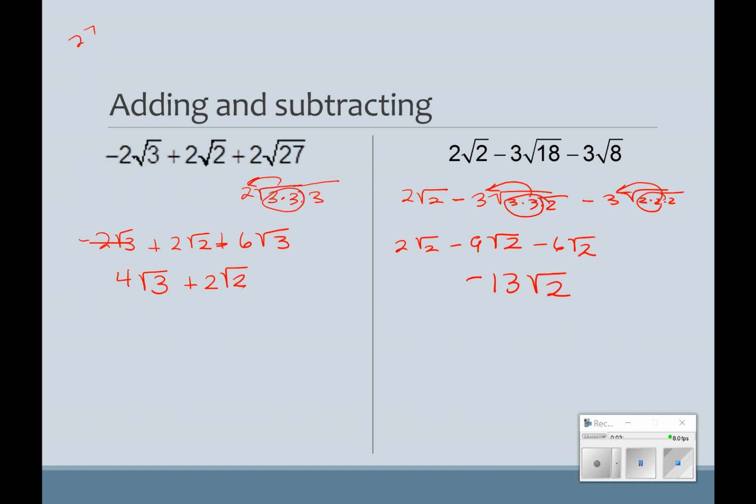So remember, when you are adding or subtracting, you're just going to combine things that have the exact same number under the radical sign, and you're going to do that just by adding or subtracting the coefficients in front.